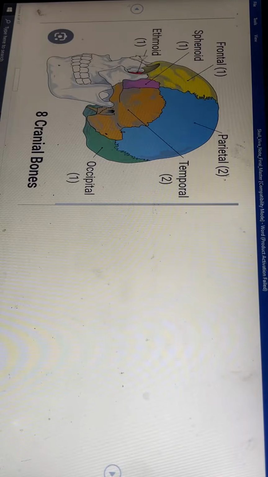We are almost done. This is the temporal bone. I want you now to send me your notes, send me your drawings. This is the temporal bone. Look at the temporal bone. This is the frontal, the yellow part. This orange part is the temporal, the one close to your ear.